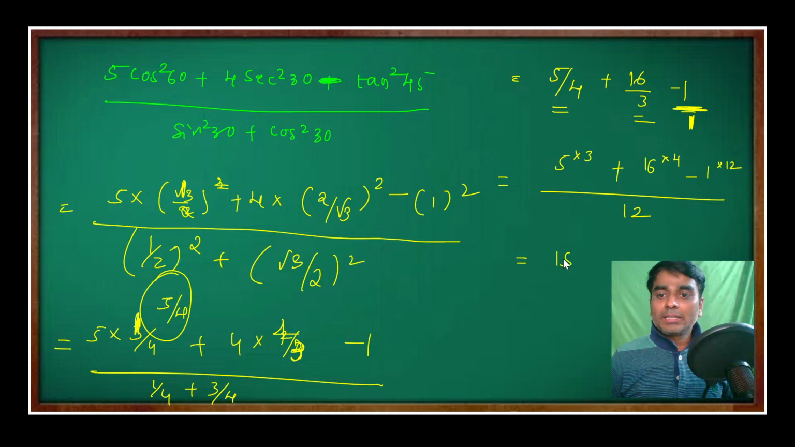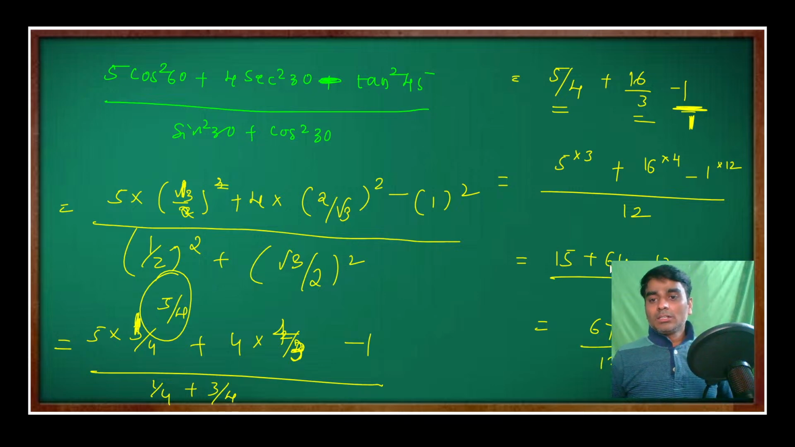If you know this method, well and good. If you don't know, learn this. So this will be 79 minus 12 over 12, which is 67 by 12. Correct, 67 by 12 is the answer.